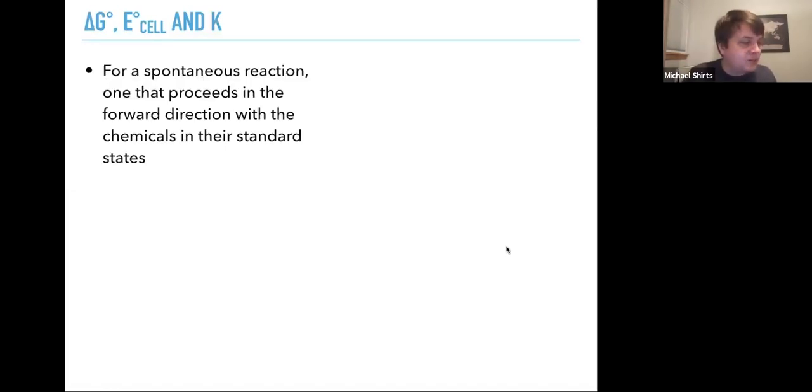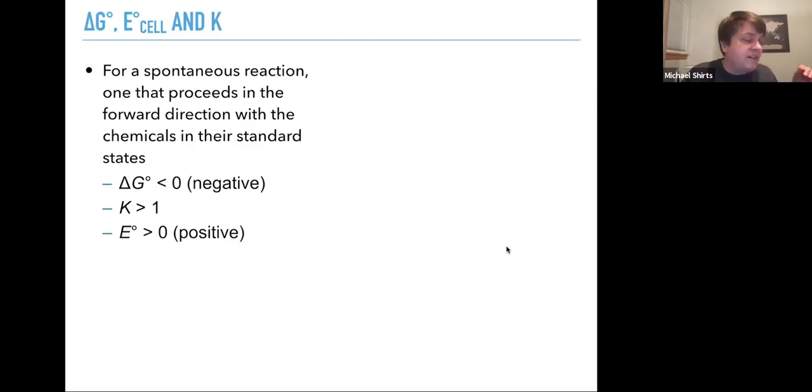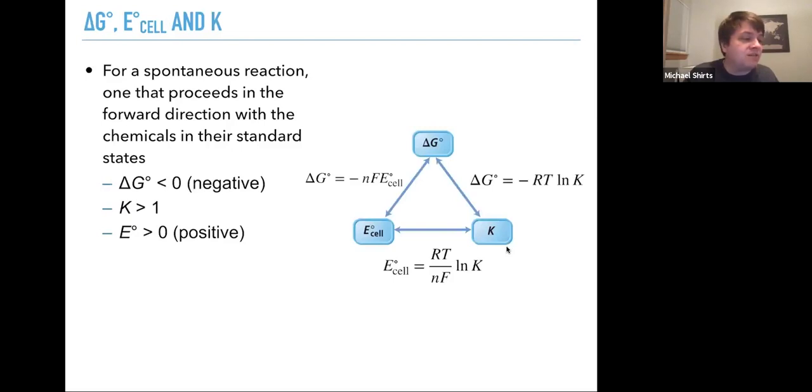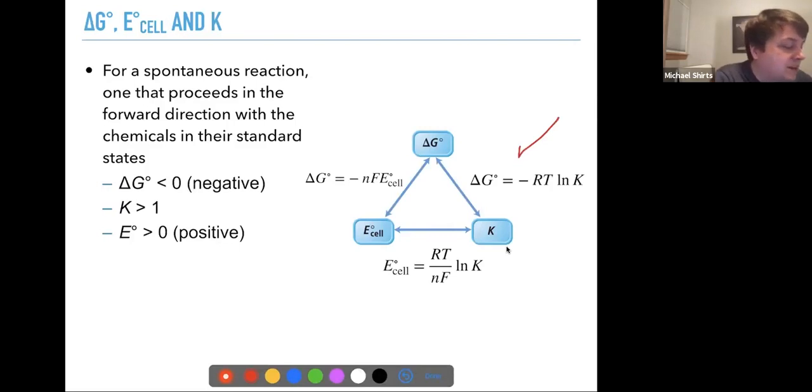Well, for a spontaneous reaction, one that proceeds in the forward direction with the chemicals in their standard states, they're going to have the standard state free energy change negative, the equilibrium constant positive, and the standard potential positive as well. So all of those are true for a spontaneous reaction, and the quantitative relationships are as follows. So we already saw this in previous segments.